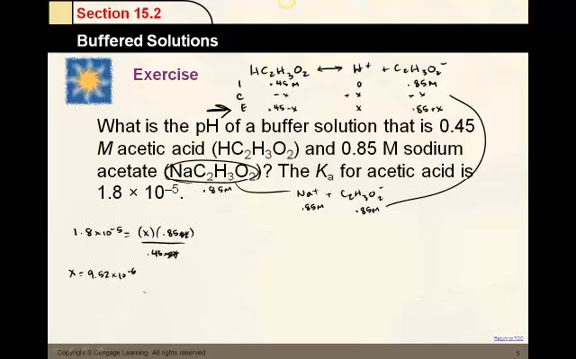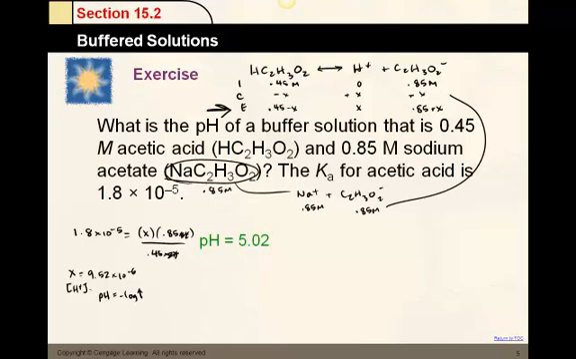That is the concentration of hydrogen ions. And of course, we want the pH. So the pH is the negative log of that number that we just got there. And when we work it out, I got 5.02, as they're showing here as the answer. Very easy, very straightforward.